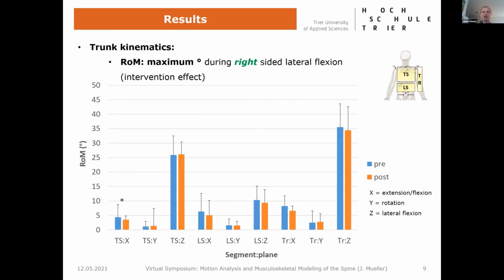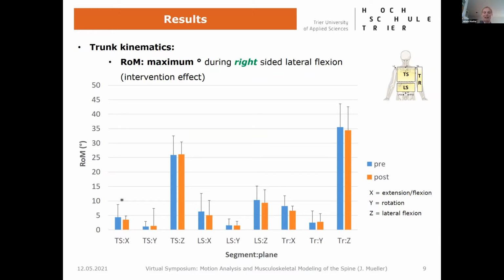This bar graph shows the maximum angle in comparison of pre and post intervention for all 3 segments, so the thoracic segment TS, the lumbar segment LS, and the total trunk segment TR, in all 3 planes, as you can see here. And the main result is that there is no significant change from pre to post intervention for the maximum angle for both segments as well as the whole trunk, when you take a look at the lateral flexion, so the Z direction.